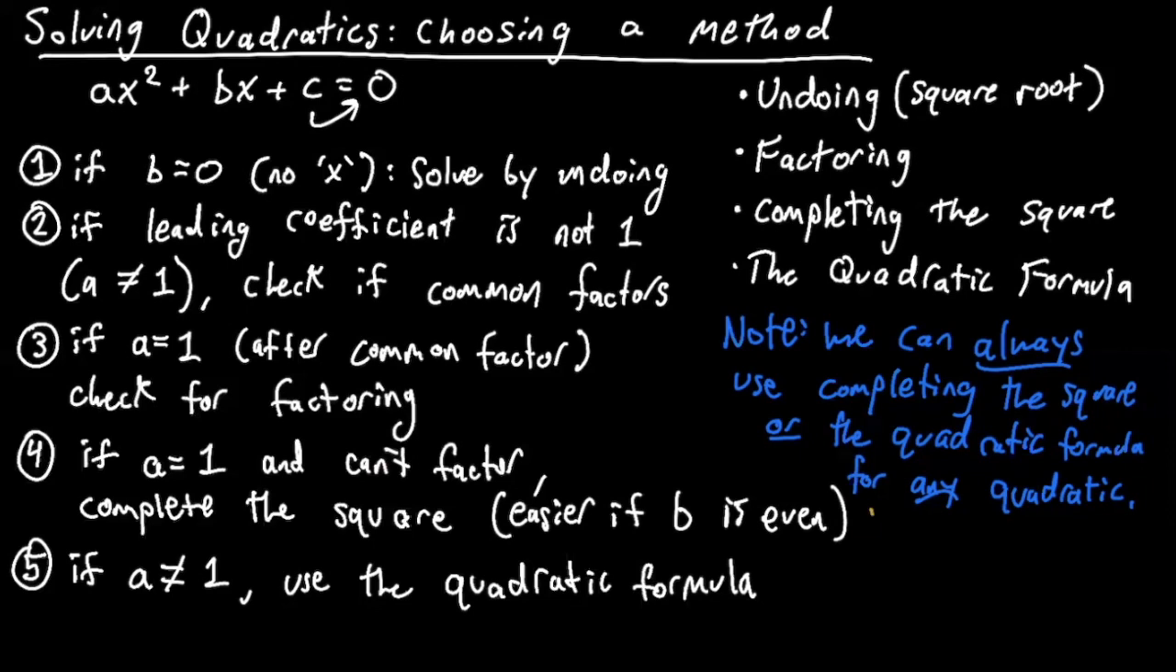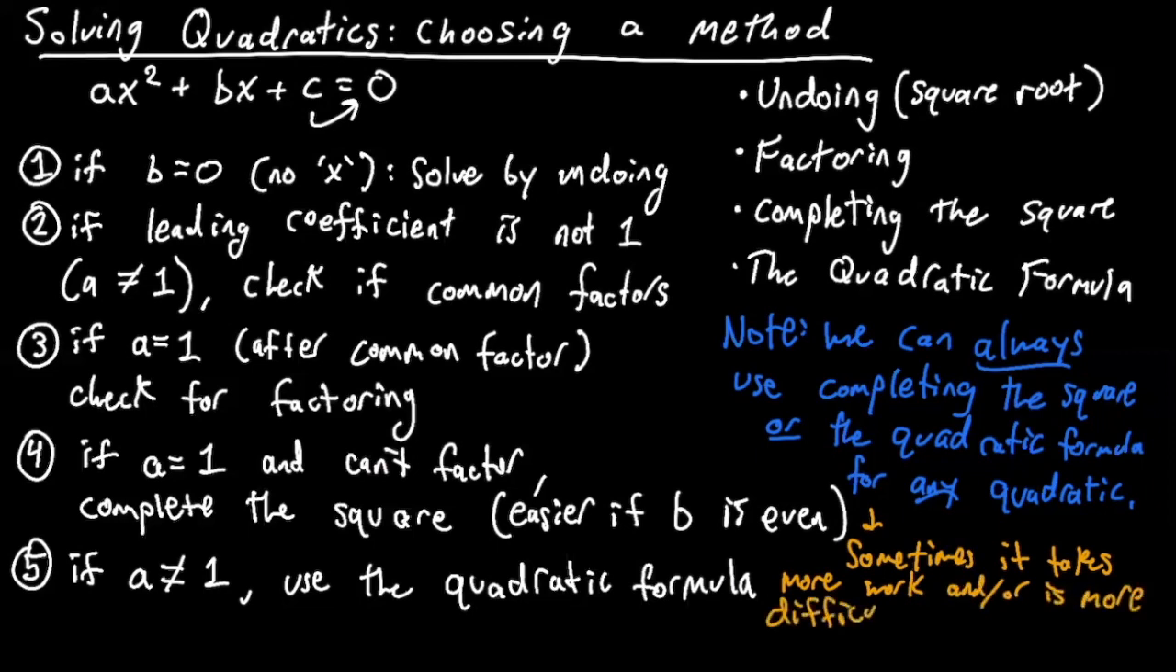although we could always use it, sometimes it takes more work and/or is more difficult than other methods. So what this means is it could end up being more work for you if you don't factor it first. It might be easier to factor first. Or there's also, if it takes more steps, there are more opportunities to make mistakes.